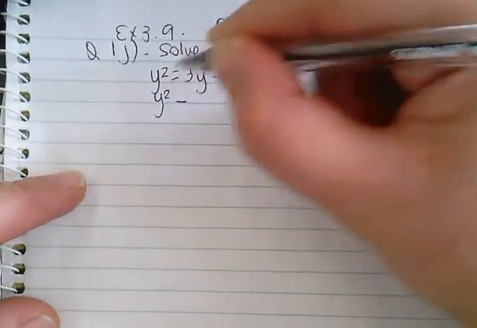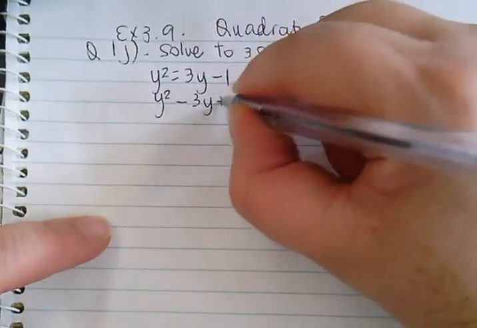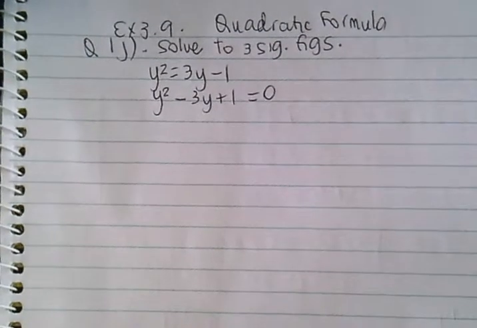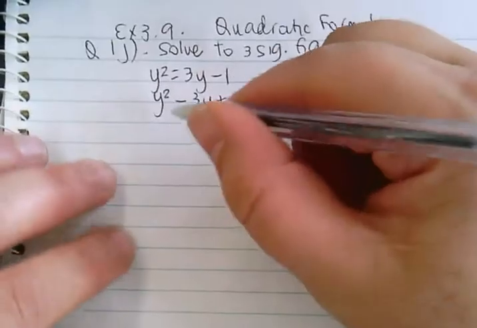Let's just put everything over to the left-hand side. y squared minus 3y plus 1 is 0. You look at it and you say, I cannot find two numbers that multiply to give 1 and add up to give negative 3. You've got two choices, complete the square or quadratic formula. Of course you'll go quadratic formula unless you were asked otherwise.